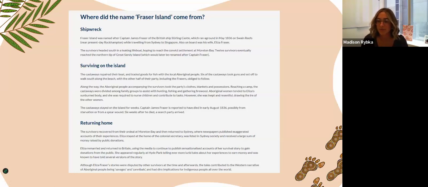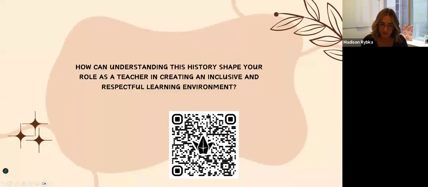Wherever you are coming from, whether it's New South Wales, Victoria, up here on the Gold Coast, somewhere at the top of Australia, just doing slight little bits of research around the places really does help students connect to that area, and they love it. Students love going, oh, I know the story that's happened over there. Yeah, it's really important. So if you can scan this QR code and then maybe tell me, how can understanding this history shape your role as a teacher in creating an inclusive and respectful learning environment?